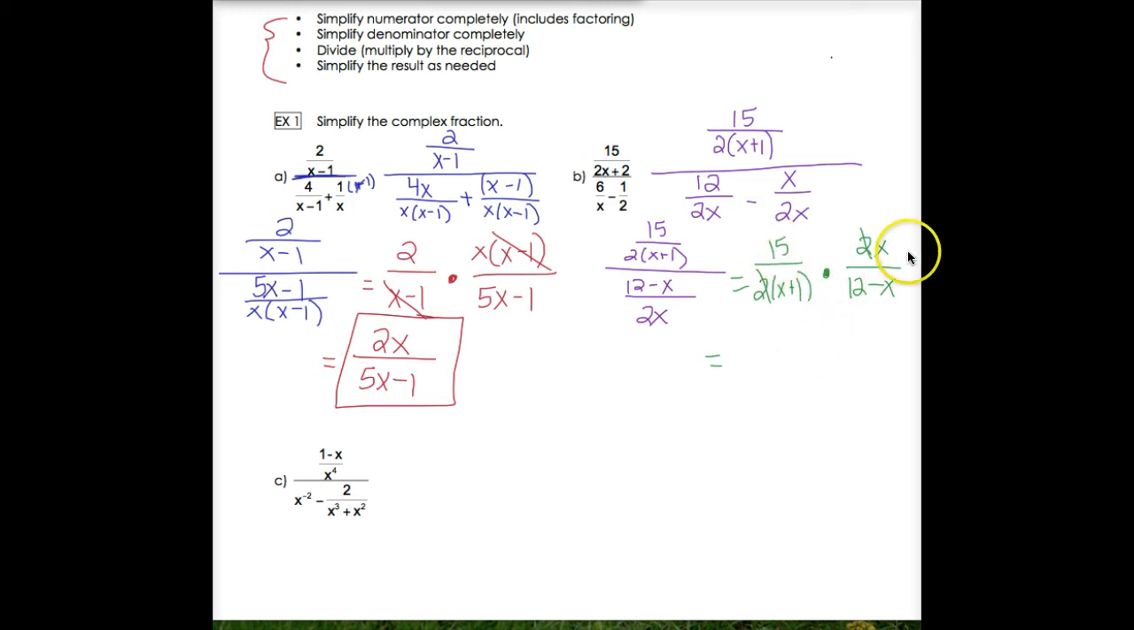So in the top, I've got 15 times x is 15x. And in the bottom, I've got x plus 1 times 12 minus x. And that is our answer.